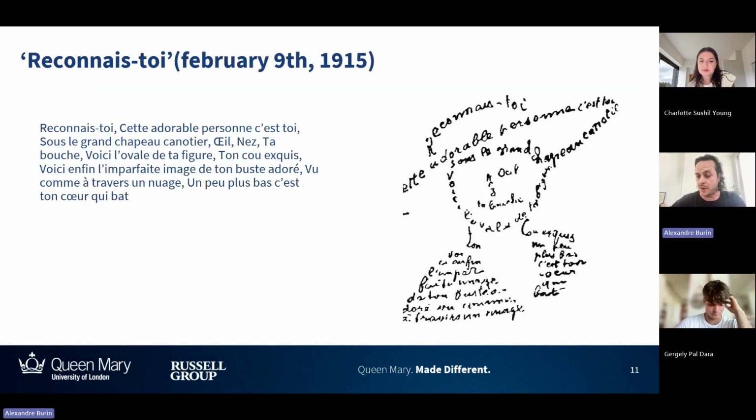So it's a description of a woman he loves, and the description, the words, will create the visual representation of the woman as well. It's quite interesting to see that some words actually come to define precisely what they also define visually on the page, such as œil, eye, nez, nose, and bouche, your mouth. You can see that in the center of the face, really.